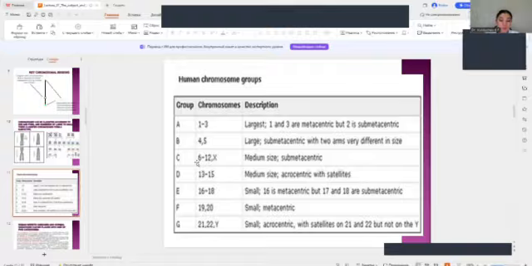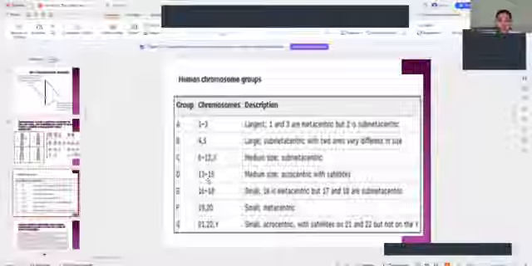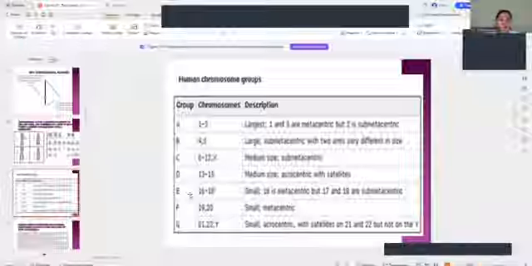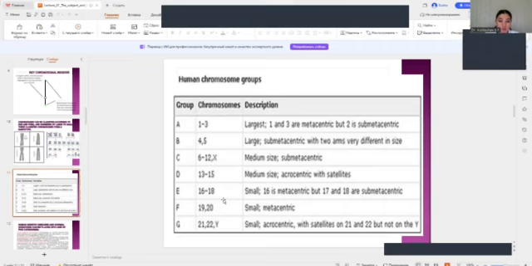The C group includes chromosomes 6 to 12. They are medium size, submetacentric. The D group includes chromosomes 13, 14, 15, medium size, acrocentric with satellites. The E group includes chromosomes 16, 17, 18. They are small. 16 is metacentric, but 17 and 18 are submetacentric.